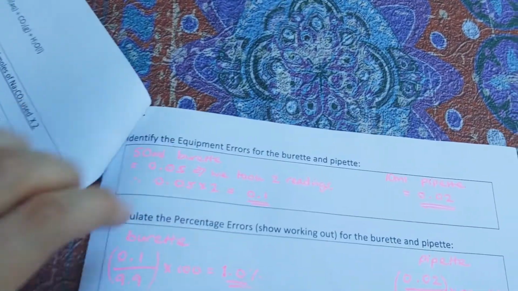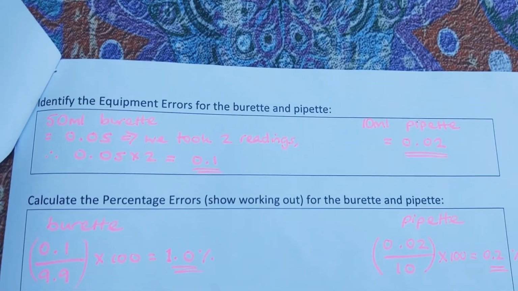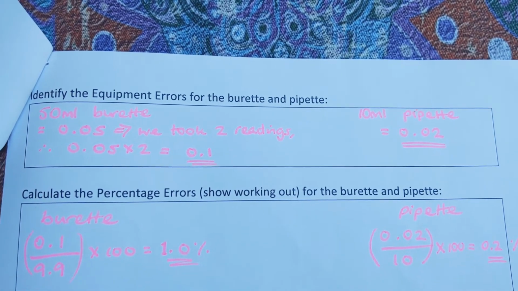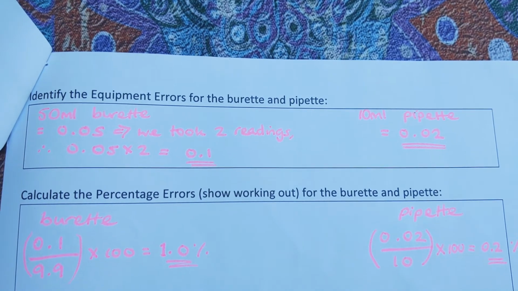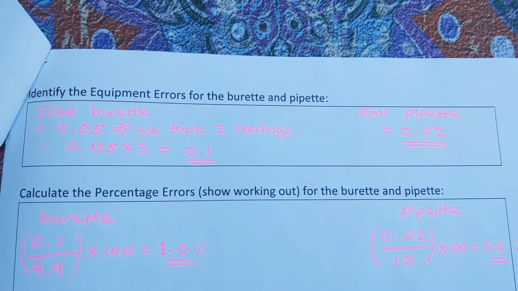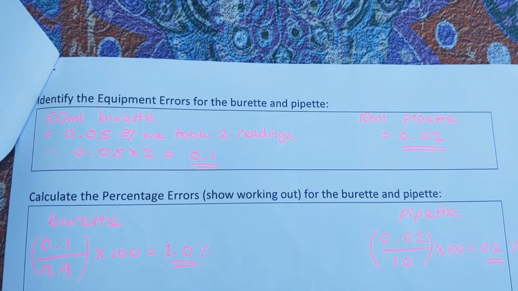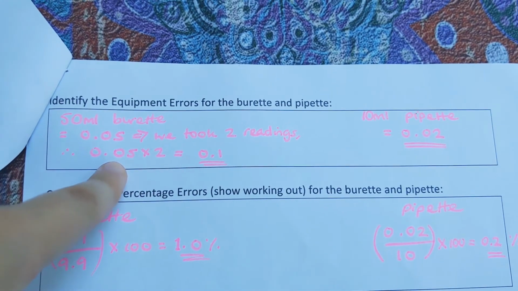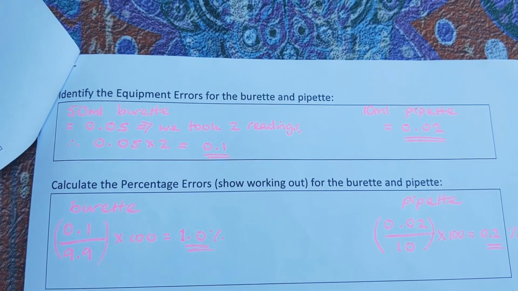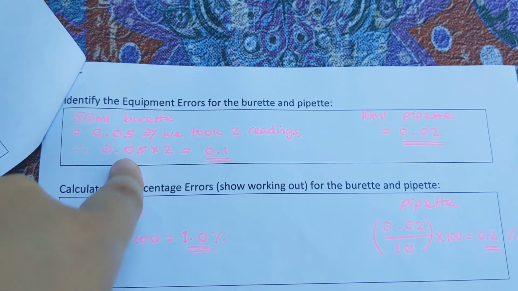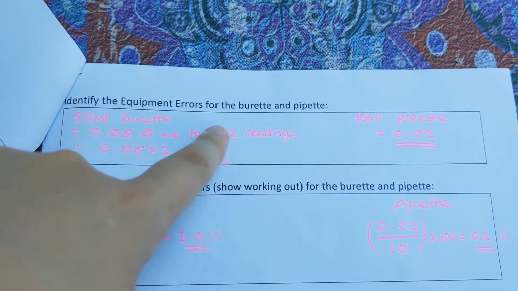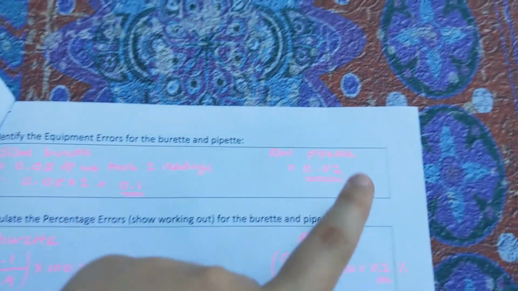Next, we have to work out equipment errors for the pipette and the burette. So we used a 50 ml burette, and the precision, or the uncertainty, in a 50 ml burette is 0.05, and we took 2 readings. So we take that uncertainty value, we times it by the number of readings taken per experiment. So 0.05 times 2 equals 0.1. That's the equipment error of the burette for 1 titration.